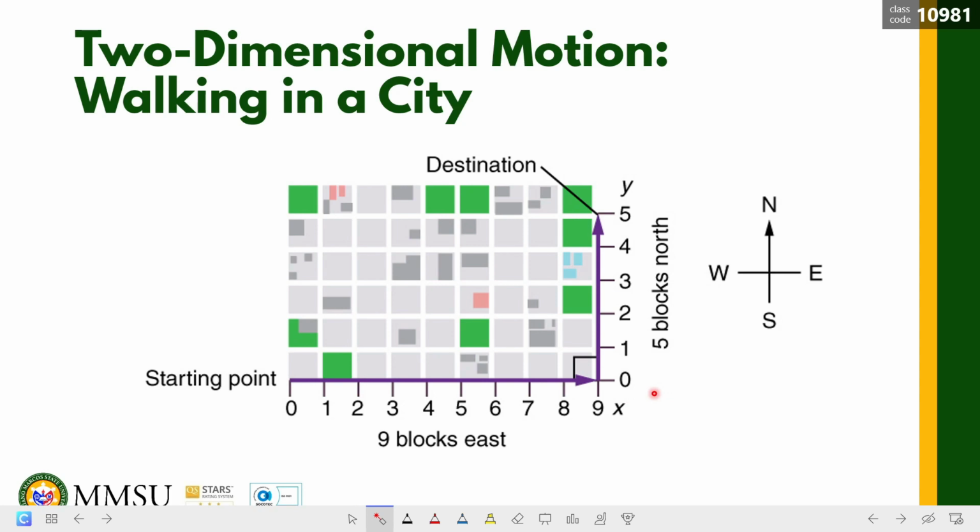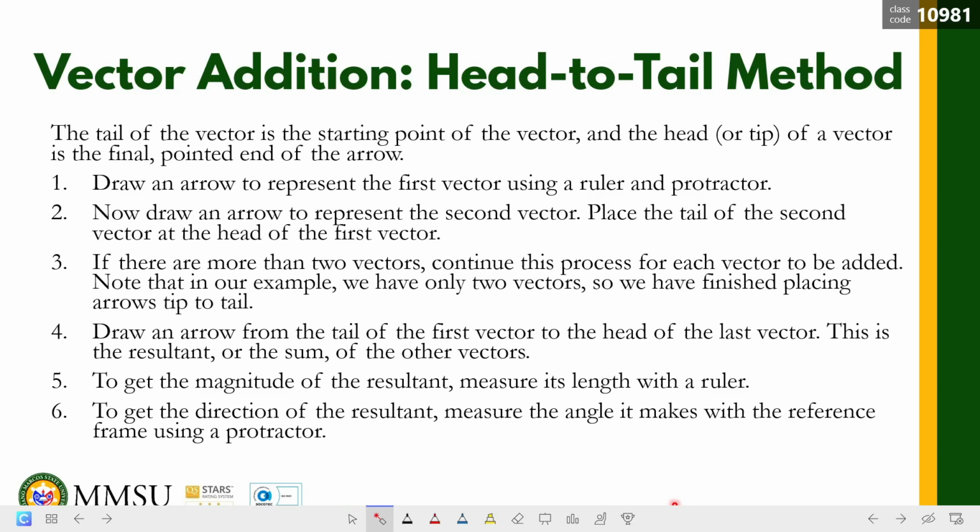So, we can add vectors using two methods. We have the graphical method and the analytical method. Our focus is the analytical method. But of course, we need to look at the graphical method because we need the principle in the graphical method to be able to solve the analytical method. So how does the graphical method work? The vector addition using the graphical method is what we call the head-to-tail method.